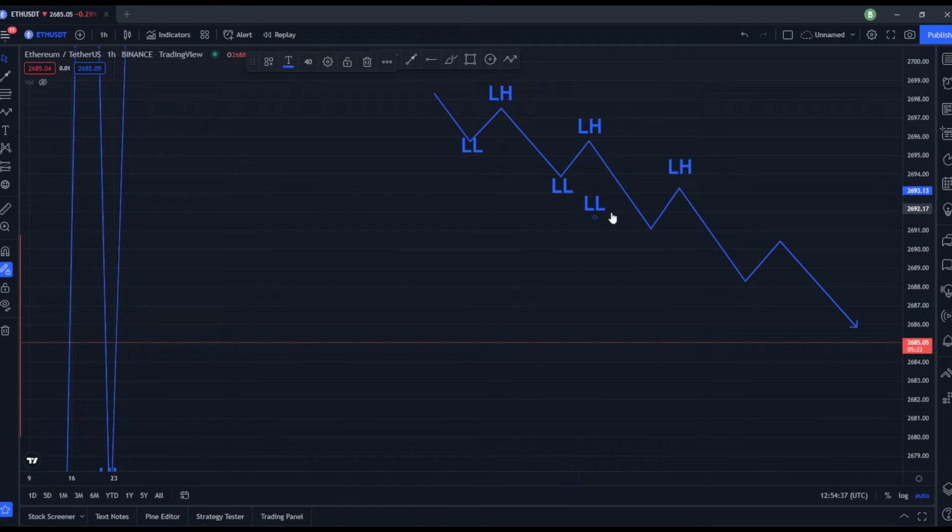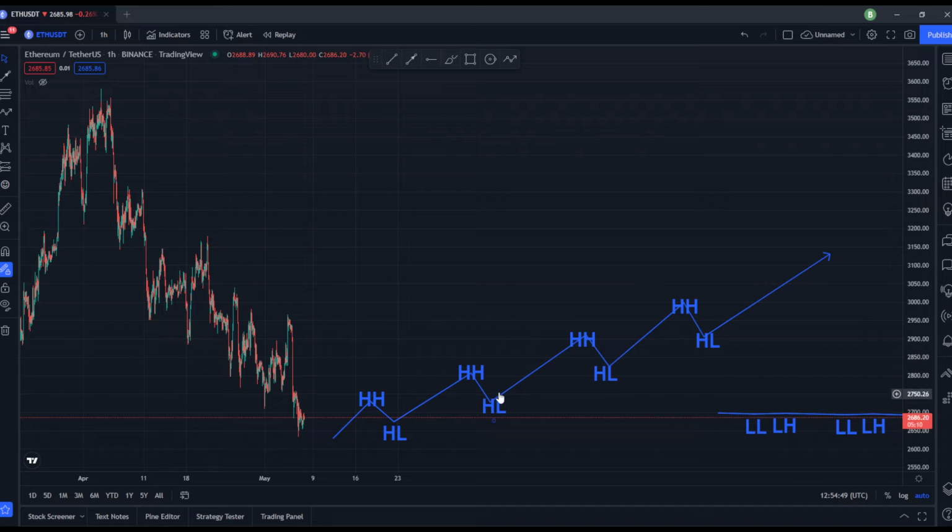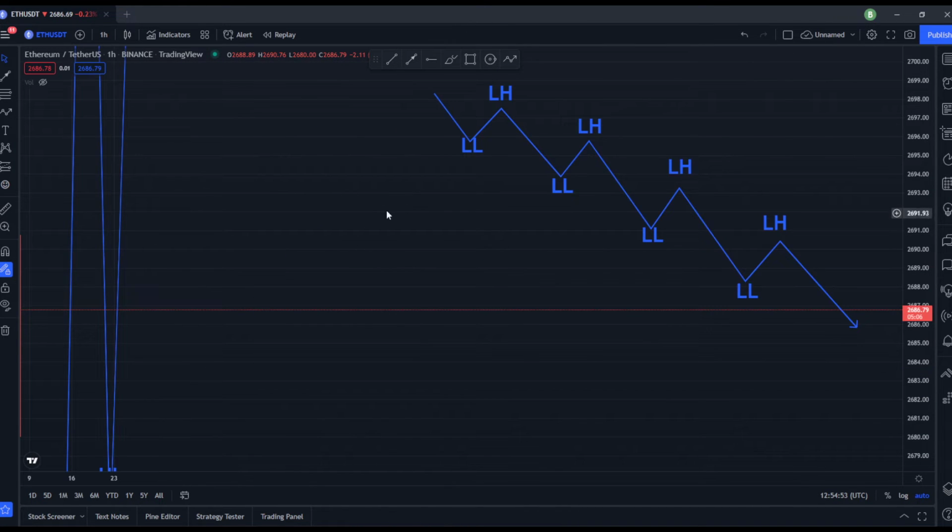And the process continues like that and like that. So we're having a series of higher highs and higher lows, and that is just how the market structure is formed. So when you look at the bullish market, we have something like this in the sense of higher highs and higher lows. And when we look at the bearish market, we're having the lower highs and the lower lows.